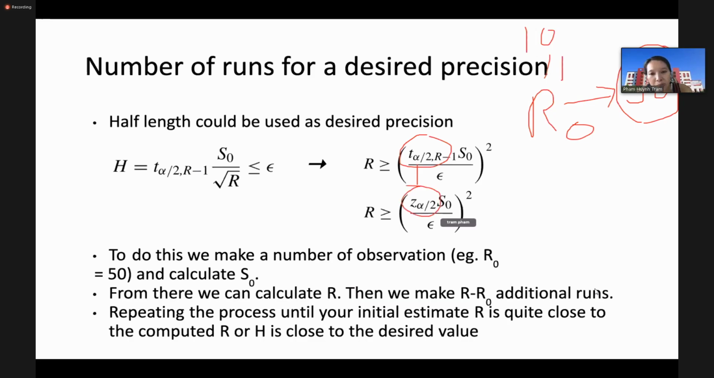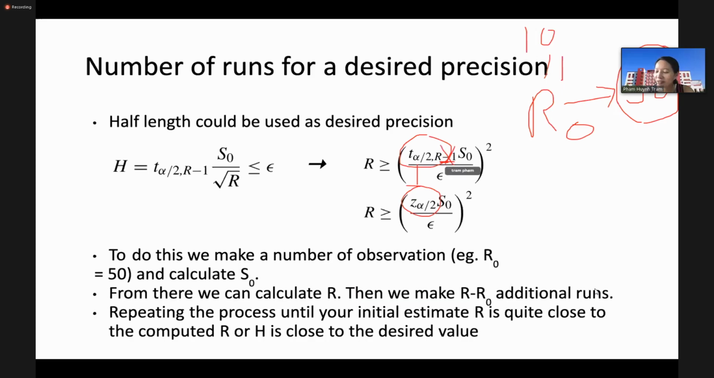Why do we want to replace t with z? In the t distribution, we need to know the degrees of freedom, and that makes it very complicated. So that's why we want to replace t by z. We just want to estimate, and in the normal distribution, we don't have any degrees of freedom, so we can skip this.